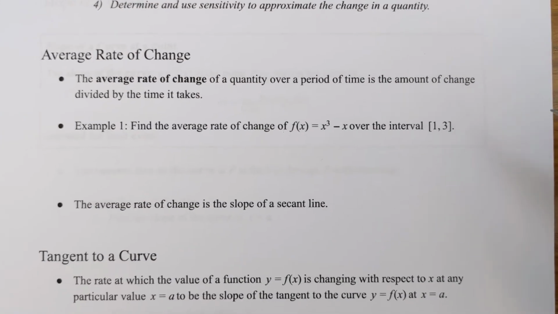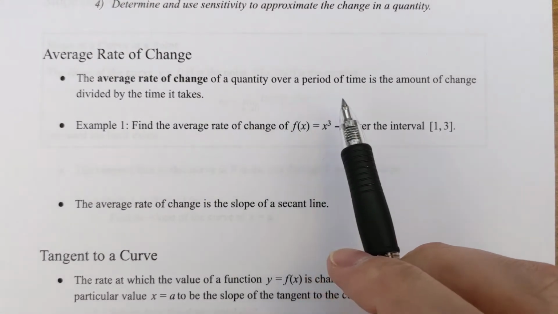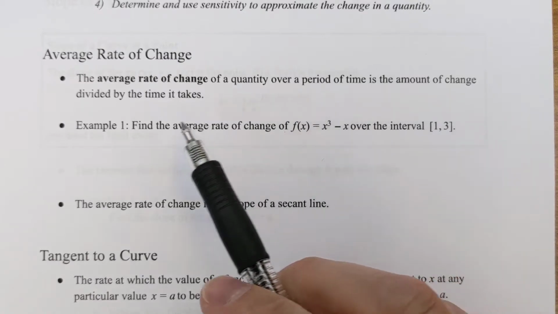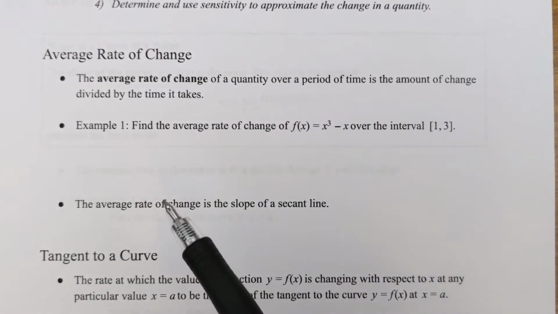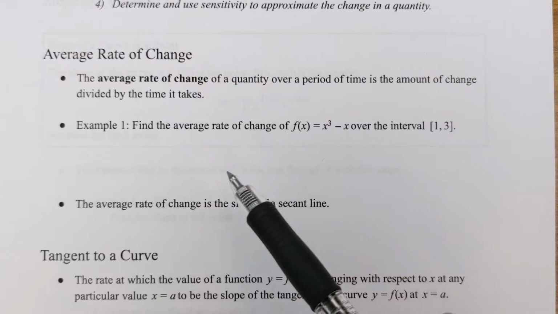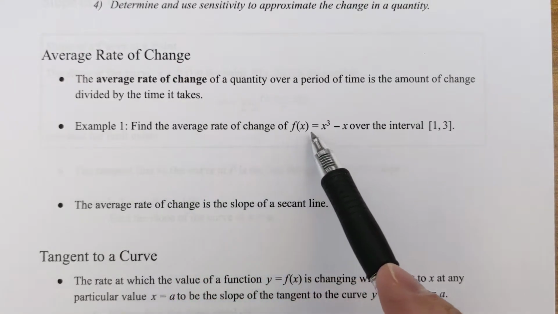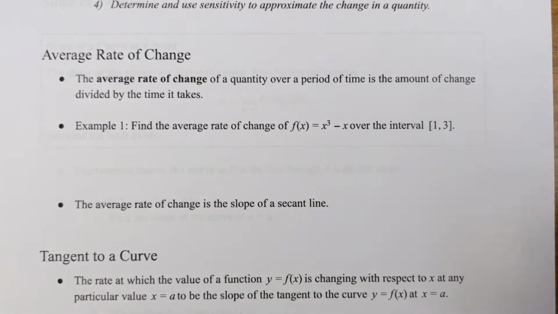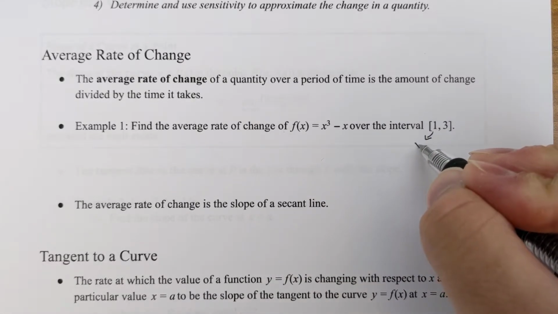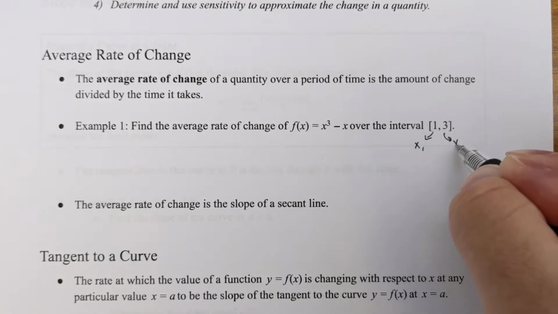All right, so the average rate of change of a quantity over a period of time is the amount of change divided by the time it takes. So essentially it's the slope of the line, delta y over delta x. Example 1 says find the average rate of change of x cubed minus x over the interval 1, 3. Now be careful with intervals, because intervals give you two x values.